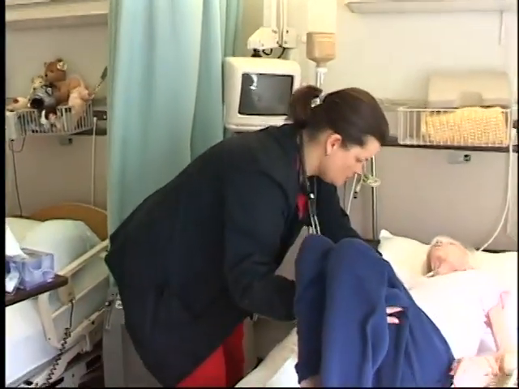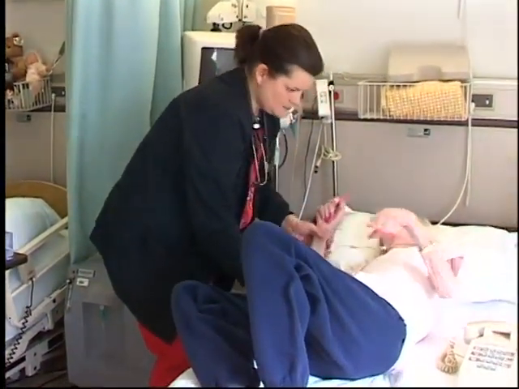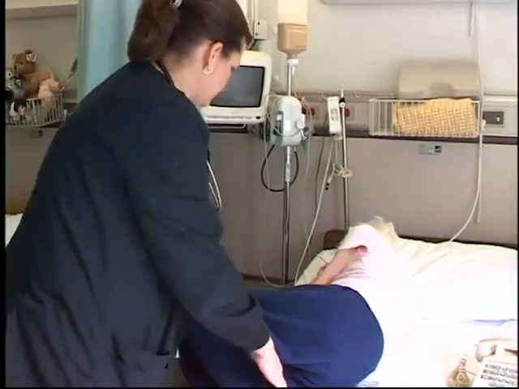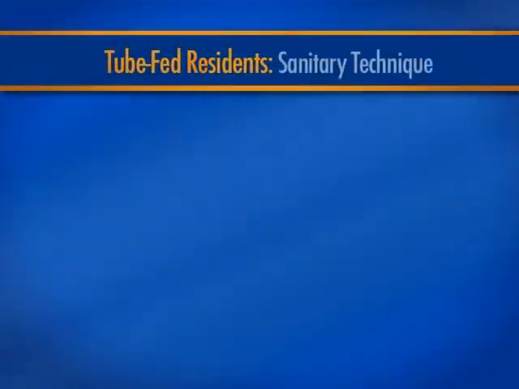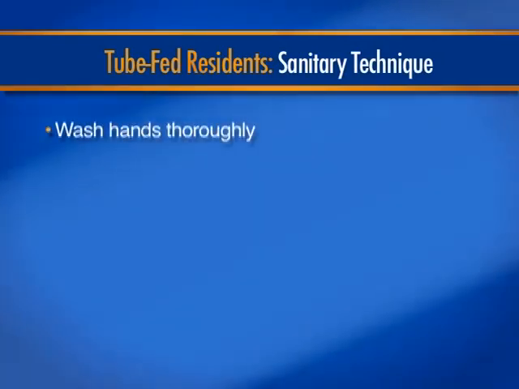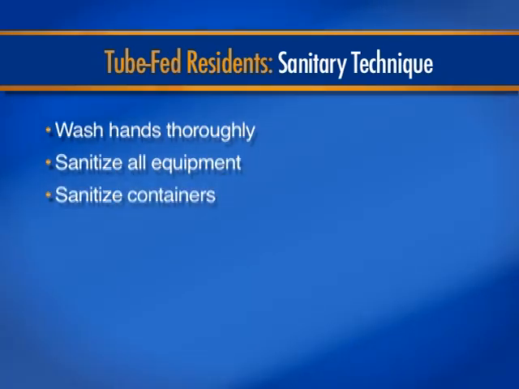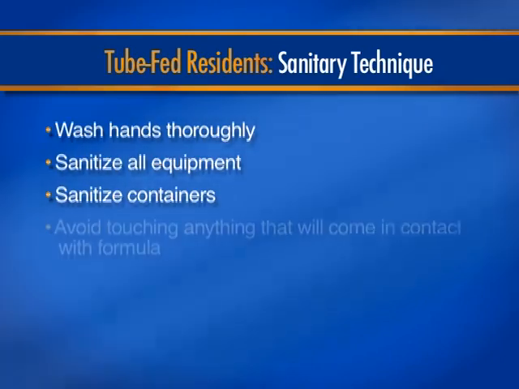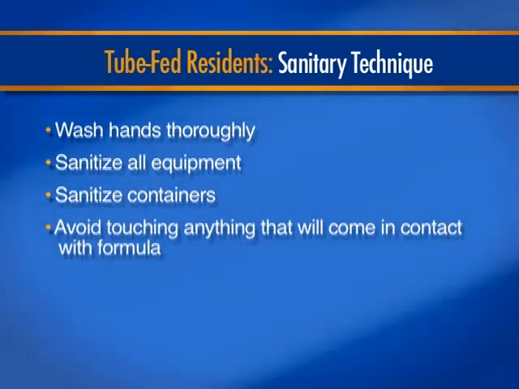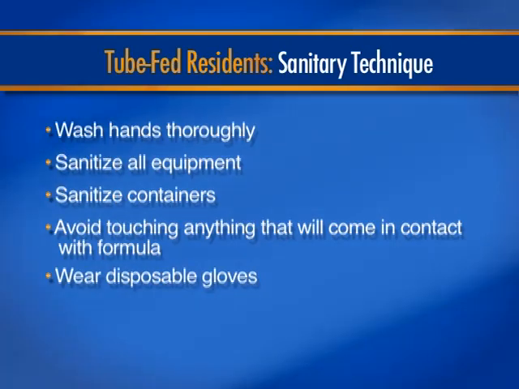Tube-fed residents are vulnerable to microbial contamination and foodborne illness. When preparing and administering tube feedings, always use sanitary technique. Wash your hands thoroughly before handling formula, an administration set, or feeding tube. Sanitize all equipment and surfaces used for formula preparation. Sanitize containers of ready-to-use formula before opening. Avoid touching anything that will come in contact with the formula. Wear disposable gloves. Anything that increases the handling of formulas or administration sets also increases the potential for contamination.